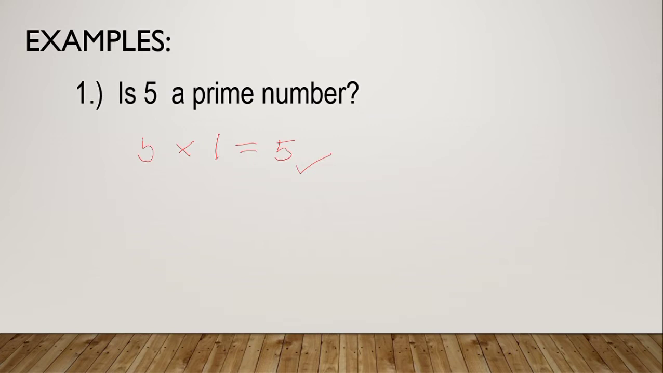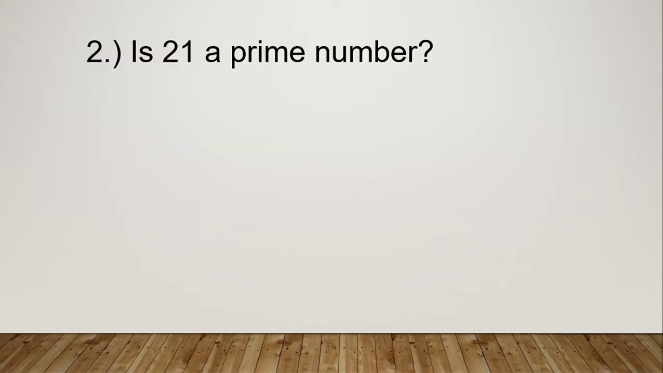So let's move on to the next example. Is 21 a prime number? Okay, let's use the product position. For the factors of 21, you have 21 times 1 and of course 7 and 3. Therefore, there are other factors except for 21 and 1. Therefore, this is not a prime number. Okay, that's clear? So now let's move to the next example.